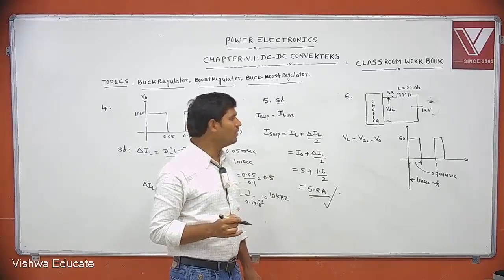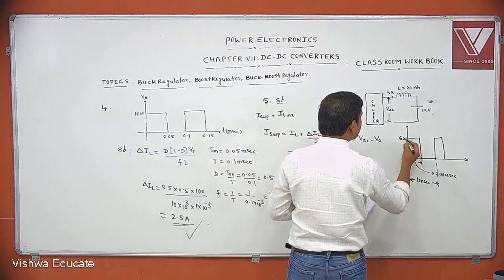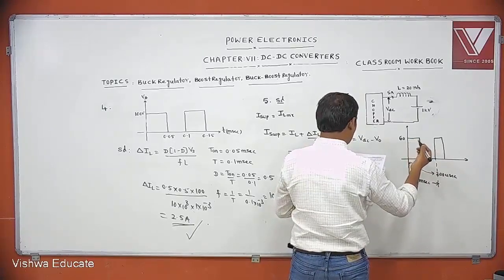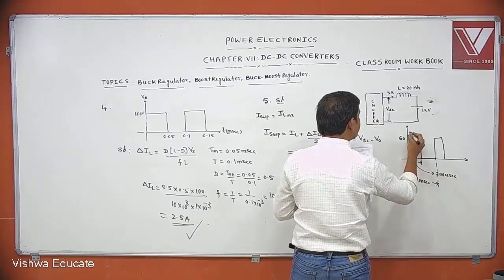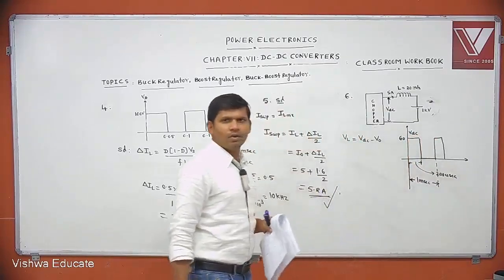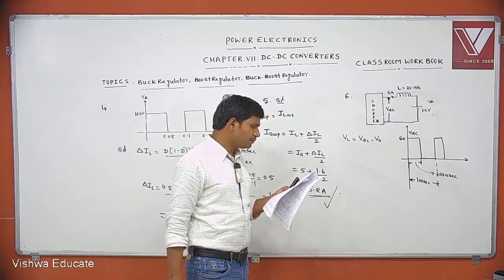If the chopper is on, VL equals VDC minus V0. This is the waveform corresponding to VDC. VDC is given. When the chopper is on, VL equals VDC minus V0.